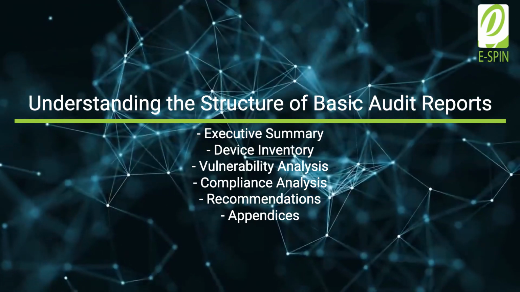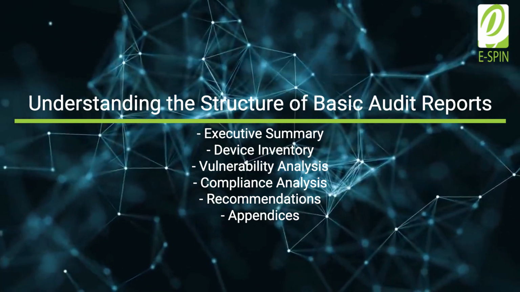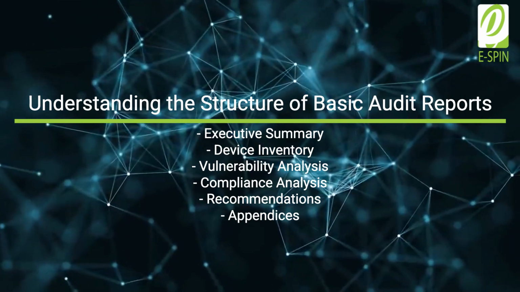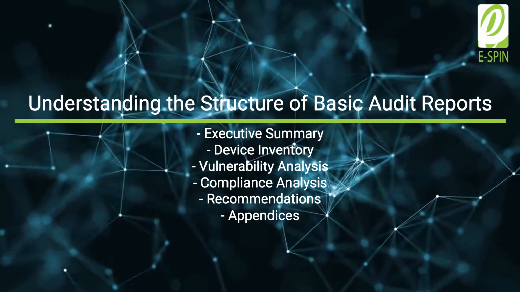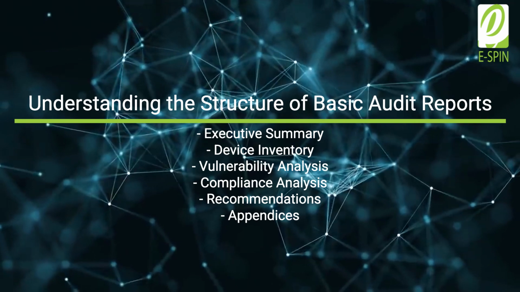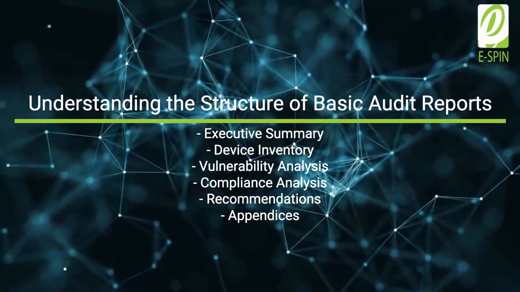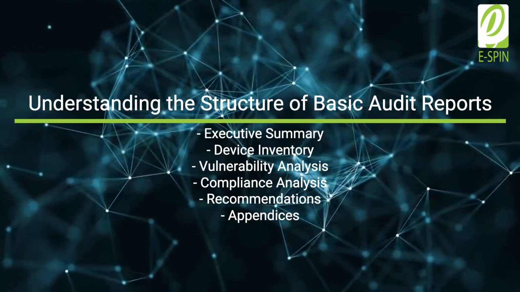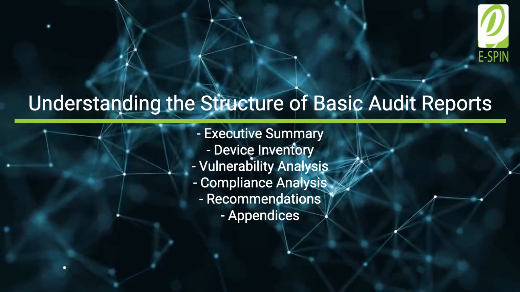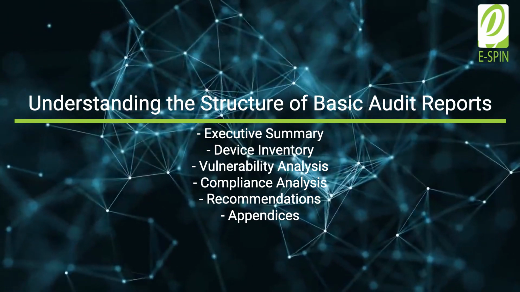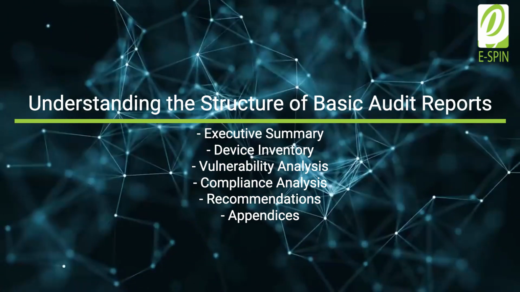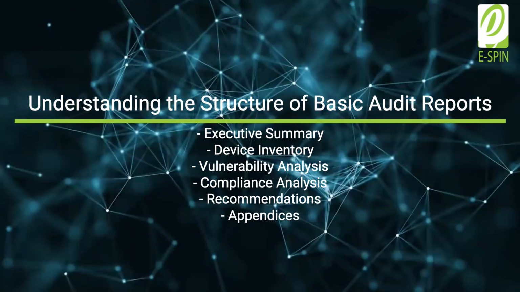Device Inventory. The Device Inventory section lists all the devices that were included in the audit. This includes routers, switches, firewalls, and any other network devices that were analyzed. The inventory typically provides basic information about each device, such as its IP address, model, and firmware version. Vulnerability Analysis. This section of the report provides detailed information about any vulnerabilities or misconfigurations that were identified during the audit. Vulnerabilities are typically categorized by severity, e.g., high, medium, low, and each vulnerability is accompanied by a description, its potential impact, and recommended remediation steps.